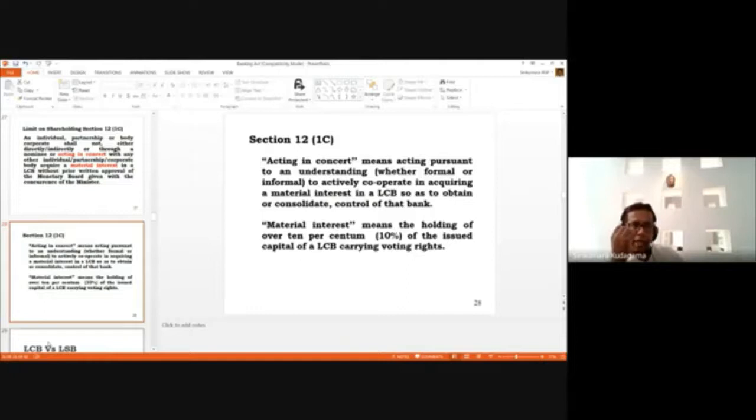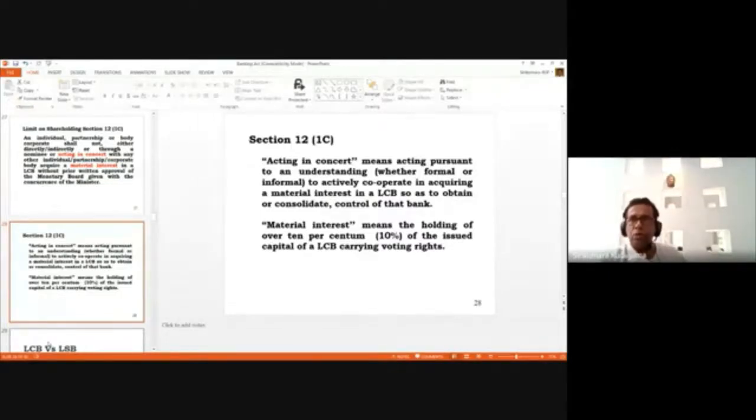Now, what is the rationale behind this provision? We discussed this morning that banking is a very fragile business. What it means is that shareholders put in a little money and collect a lot of money from depositors, and use those depositors' money for a particular business.